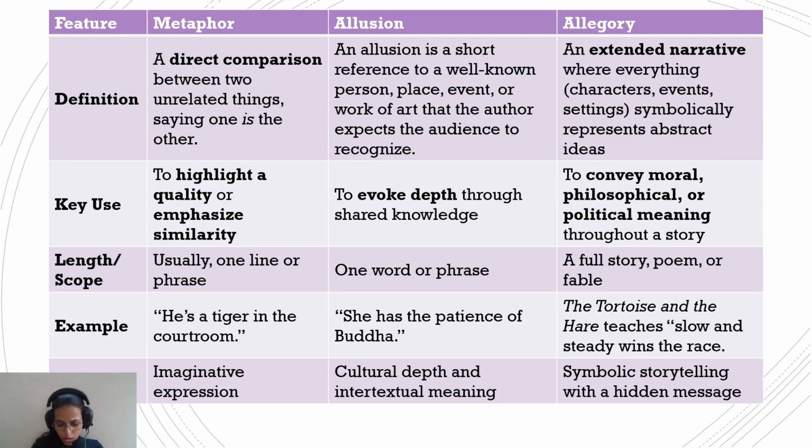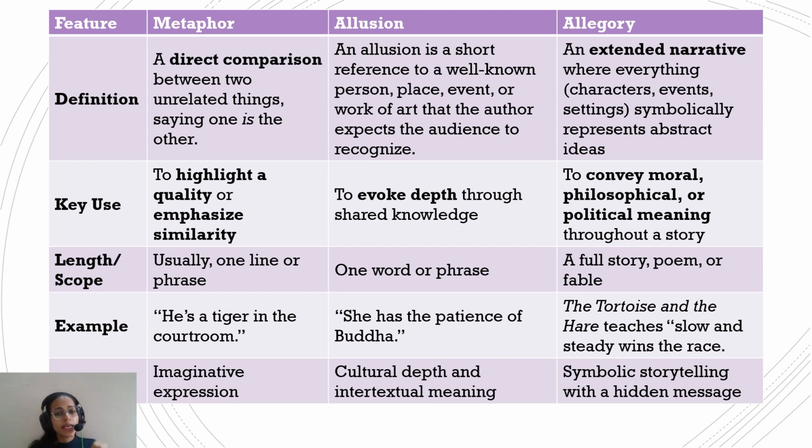Okay. Now, I have already explained metaphor, allusion, and allegory. Allegory we'll do again. I thought I'll do it again at the end, but never mind. So, metaphor, allusion, and allegory. These are all direct comparison devices, so sometimes they can be a little confusing. Let's see what the difference between them is. A metaphor is a direct comparison between two unrelated things, saying one is the other. It is used to highlight quality or emphasize similarity.